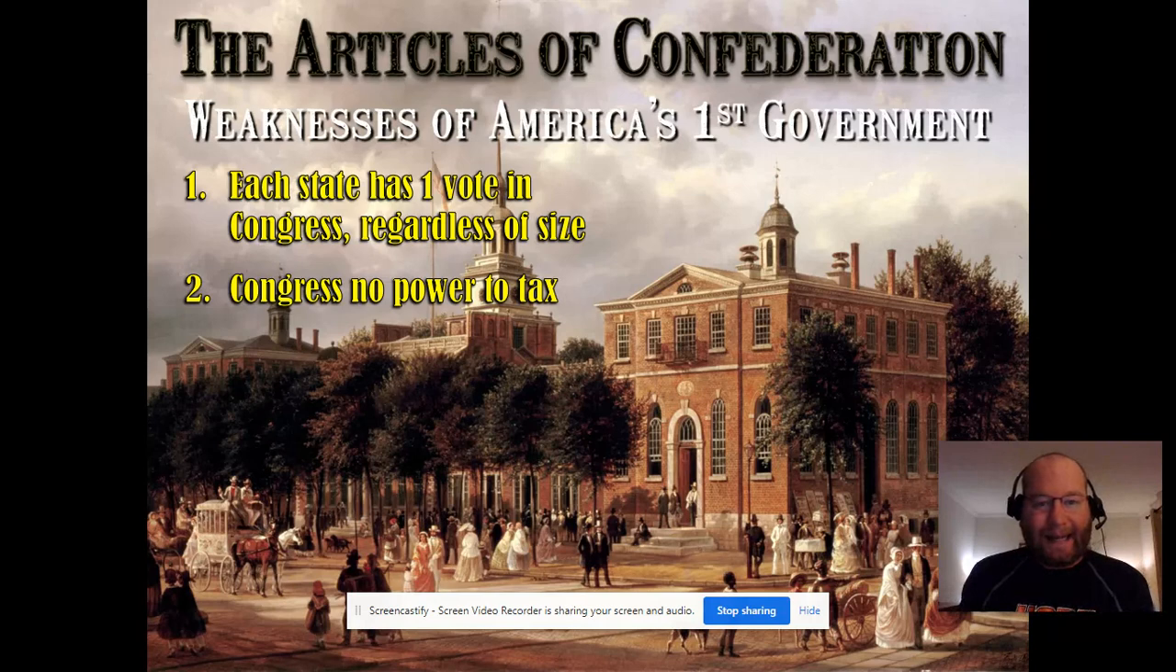Congress didn't have power to tax, so they couldn't make any money, so they couldn't pay for things like a big, strong military or buildings or paying people to work for the government, just for a few examples.